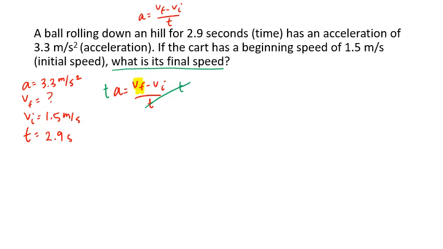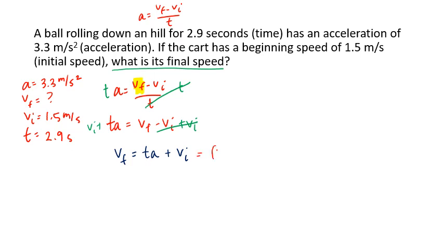This cancels out the time on the right side, and it's going to leave us time times acceleration equals final velocity minus initial velocity. Now we have to still get final velocity on a side by itself. Since we're subtracting initial velocity, in order to get rid of it, we need to add initial velocity to both sides. That's going to cancel out on the right. And so our resulting formula is going to be final velocity equals time times acceleration plus initial velocity. All of our units are in the correct format to use this equation, so we can proceed.